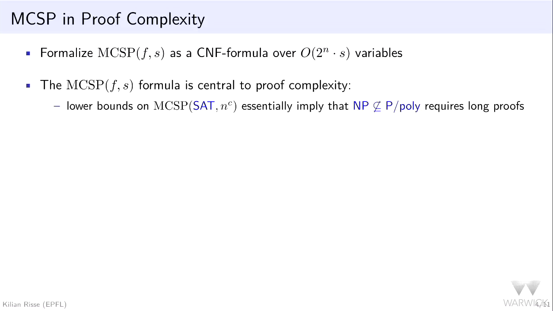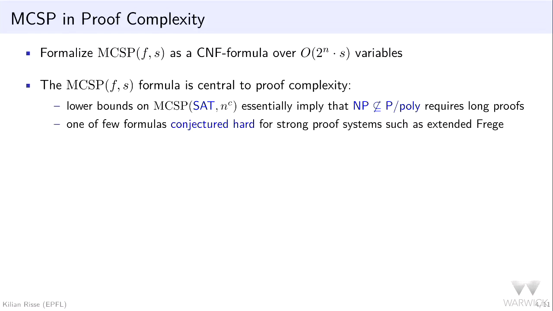It's quite central to proof complexity, because if we can show refutation lower bounds for a proof system, in particular for the MCSP SAT language, which is 1 if and only if the encoding is a satisfiable 3CNF, say, then we kind of show that NP contained in P/poly requires long proofs in this proof system. The other reason to study it is that this is one of the few formulas conjectured hard for strong proof systems, and we have few of these formulas.